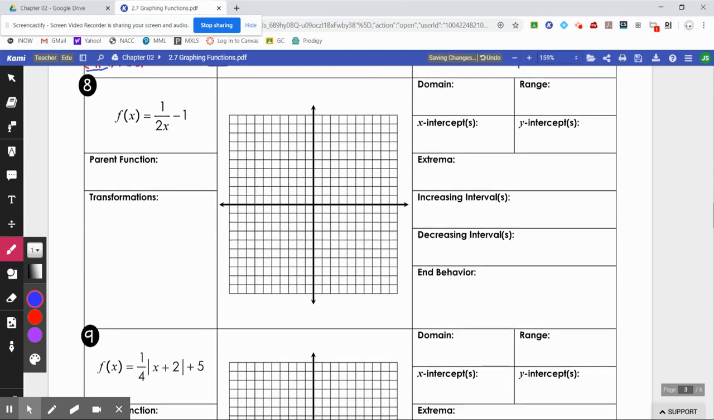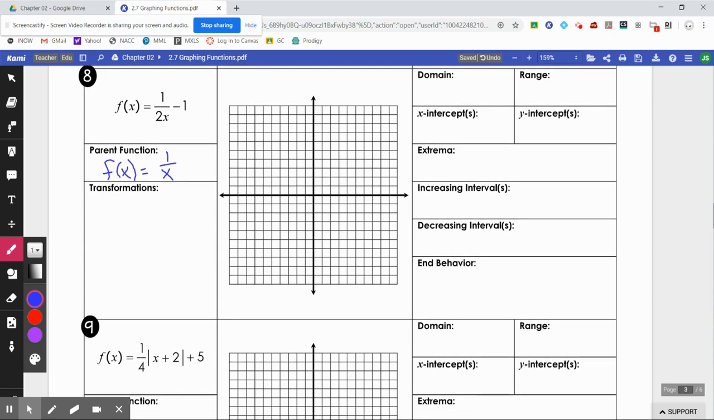The next one, number 8, your parent function is, again, y is equal to 1 over x. Your transformations: you can think of this 2 as getting on the bottom by multiplying your whole function by 1/2. That would force that bottom to be a 2. So you could say that's a vertical stretch times 1/2, or a y stretch. Or that would actually be a y shrink because you're multiplying by 1/2.